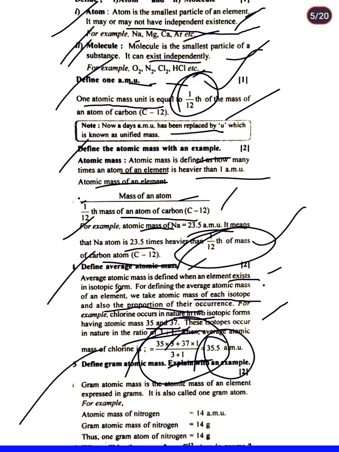Next is the definition of gram atomic mass. When atomic mass is expressed in grams, it is called gram atomic mass. It is also called 1 gram atom. The atomic mass of nitrogen is 14 AMU. The gram atomic mass of nitrogen is 14 gram. So 1 gram atom of nitrogen is also equal to 14 gram.